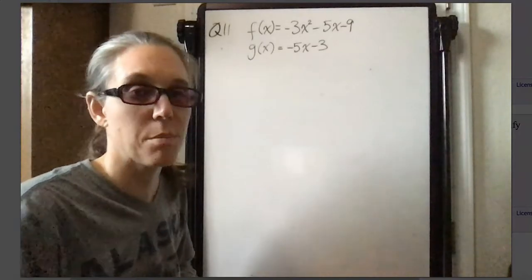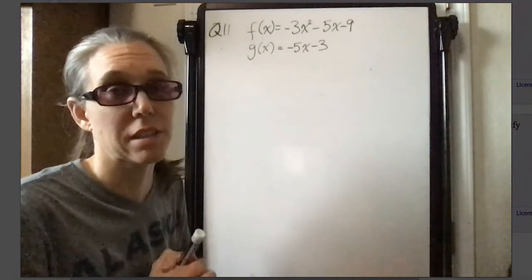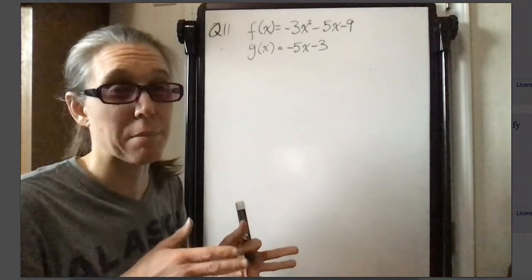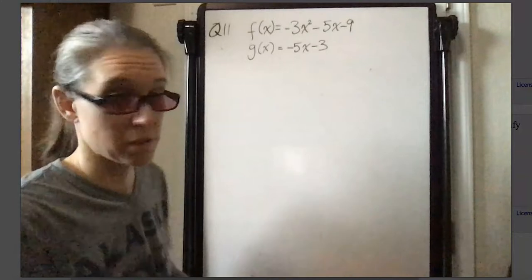So for question 11, I made this one only worth 2 points, or 2% ultimately of the final exam, as opposed to like 4 or 8%, because it's one of the harder topics that happen at the end of the course, even after test 3. We're going to look at function composition, okay?